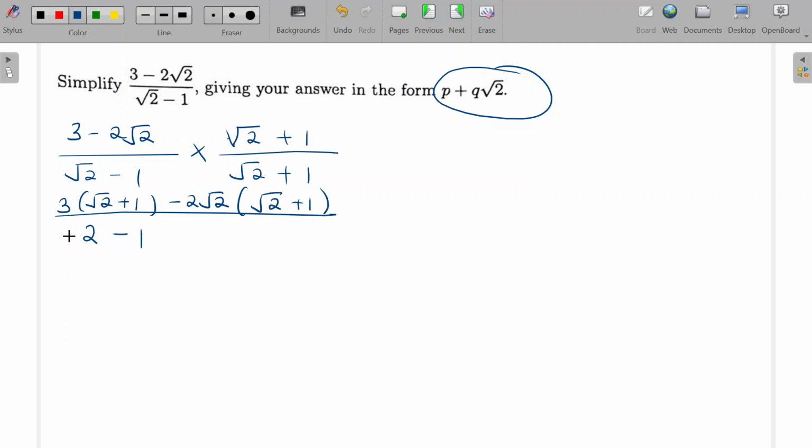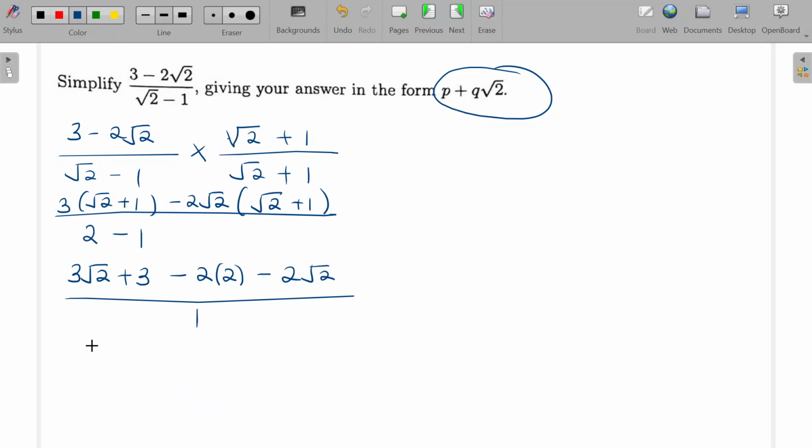As a result, you're going to have 3 times the square root of 2, which is 3 square root of 2. 3 times 1 will be plus 3. Then negative 2 square root of 2 times the square root of 2 gives you minus 2, then the square root of 2 and the square root of 2 break the square root, and you have a 2. Then negative 2 square root of 2 times positive 1 gives you minus 2 square root of 2. Then at the bottom, you have 2 minus 1, which will just give you a 1.